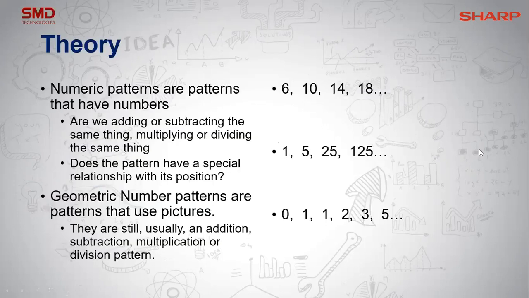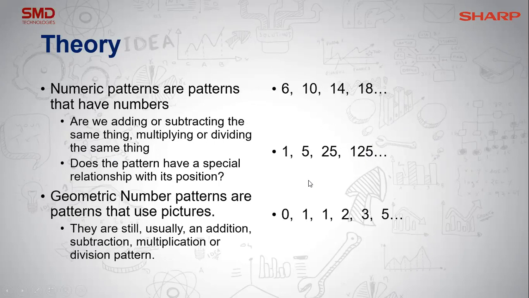Okay. Now, number patterns, there are 2 different types. So the first is your numeric patterns, and these have to do with numbers. So you can add or subtract the same thing, or multiply or divide by the same thing over and over and over. Okay. Or you can have a pattern that has a special relationship with its position. So for example, you could have a pattern that is 1, 4, 9, 16, 25, and that is the position of the pattern squared to give us the pattern.